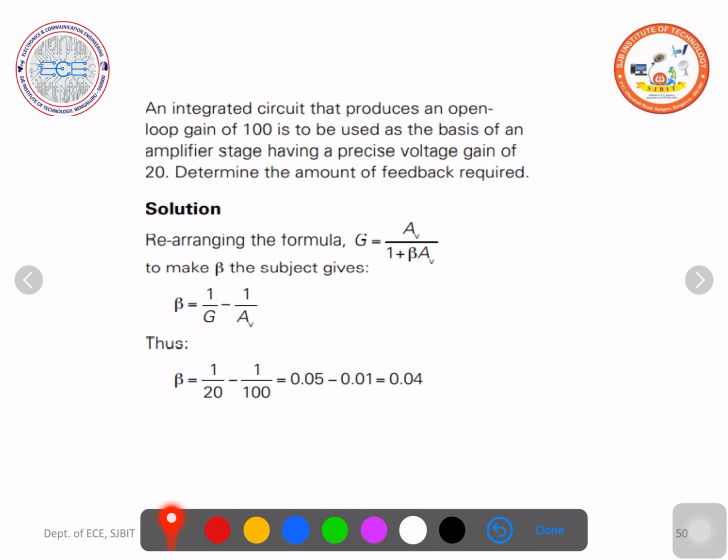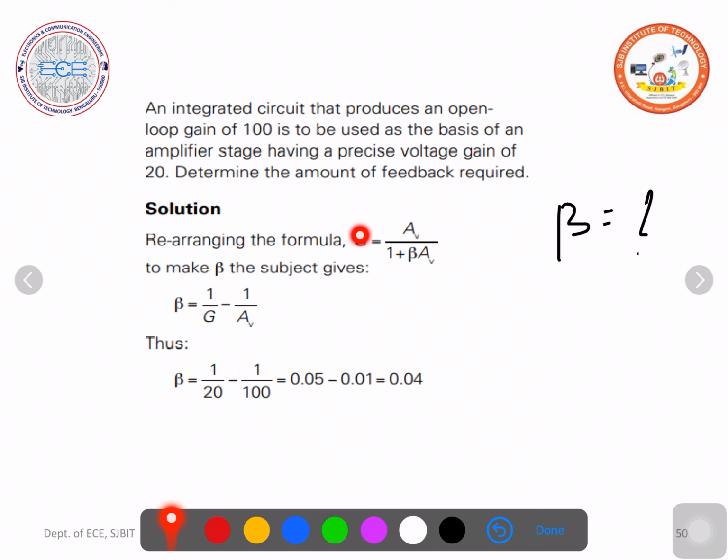An integrated circuit that produces an open loop gain of 100 is to be used as a basis of an amplifier stage having a precise voltage gain of 20. Determine the amount of feedback required. So G is equal to AV into 1 plus A beta. AV over (1 plus A beta) is nothing but the overall gain equation. So the values are given here.